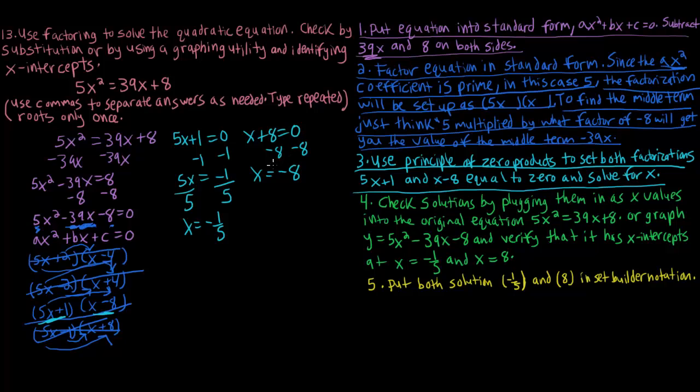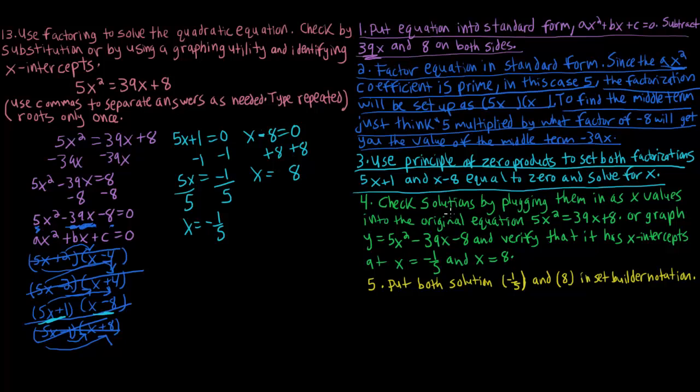Well, actually, I wrote this down wrong. This right here should be, we had a subtraction sign. So this should be x minus 8 equals 0. So what we'll do is we should be adding 8 to both sides. So x equals positive 8.